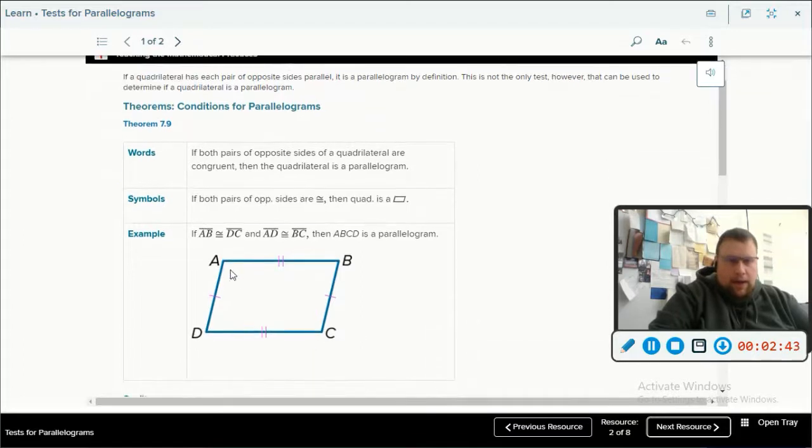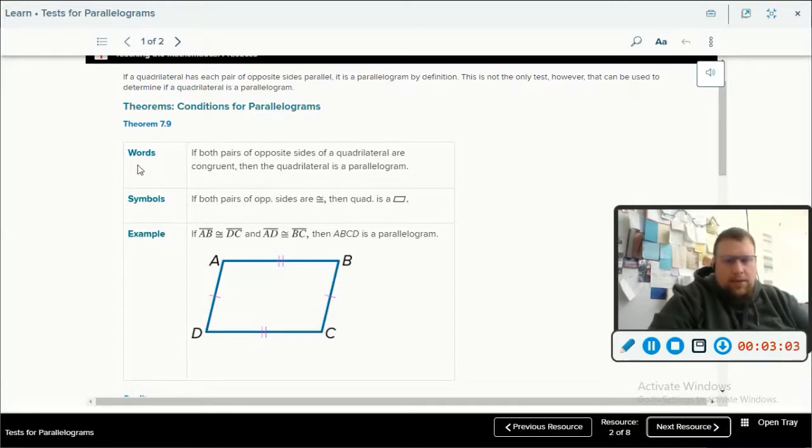I recommend, so these are theorems, conditions for parallelograms. Last time it was theorems, properties for parallelograms. Now we're doing conditions for parallelograms. We're almost going the opposite direction, right? One was saying if it's a parallelogram, we know this is true. Now we're saying, going backwards, if this is true, then it's a parallelogram.